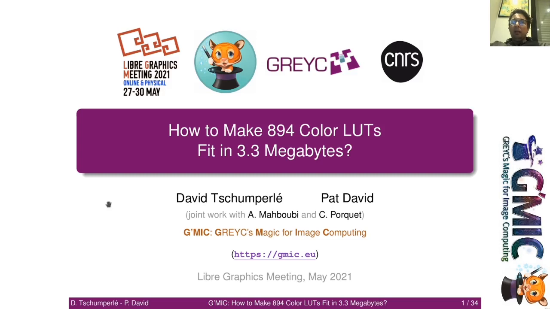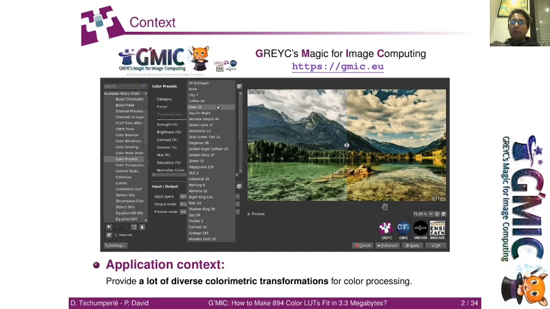More precisely, I'll explain in this talk what we have done to be able to integrate more than 890 presets of generic color transformations into G'MIC, and this without wasting hundreds of megabytes of storage. This is a joint work with Amal Mahboubi and Christine Porquet for the algorithmic part, and Pat David for the actual design of most of the color presets available in G'MIC.